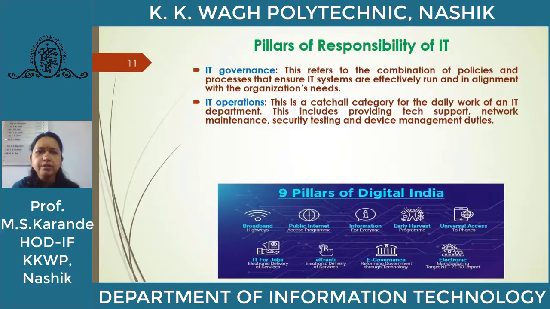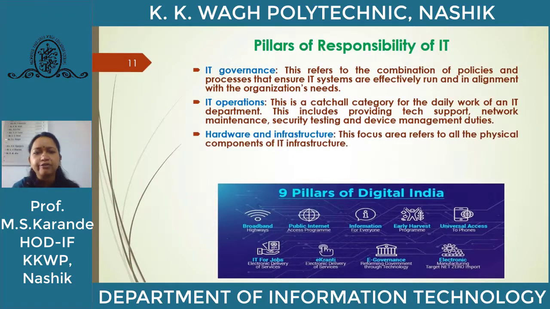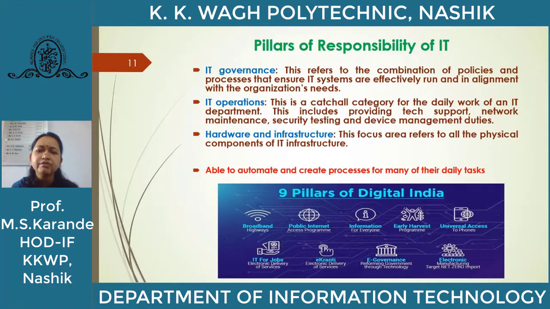Now, let us discuss what are the pillars of this IT. So you can say it could be divided into IT governance, IT operations, and the hardware and infrastructures. Now, IT governance helps us to effectively carry out our organization's operations. Then hardware and infrastructures are a must, right? And in a short sentence, if I want to say something about IT, it helps us to automate and create processes for many of the operations, right?